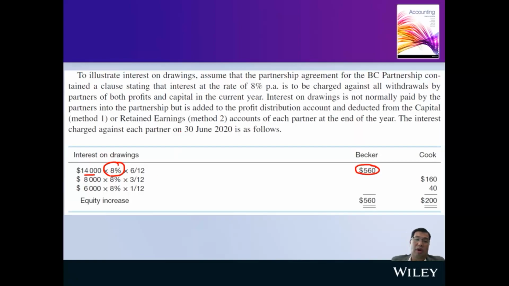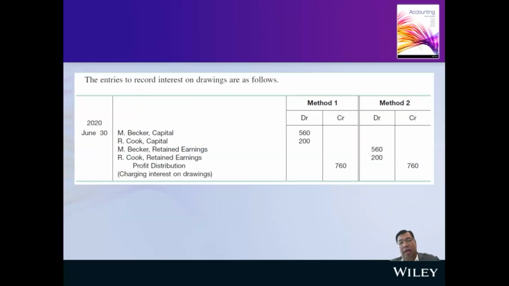Okay. For Cook, this is for the 3 months. For the 3 months, 8,000 multiplied by 8%, 3 over 12. So the charge is 160. And finally, for drawing of capital, there's only 1 month. It's 31st May until 30th June. So we're going to multiply 6 multiplied by 8%, $40. So these are what we call interest on drawing. It will reduce the capital or the profit of the partner, retained earnings of the partner.